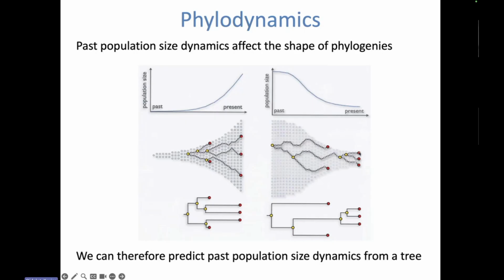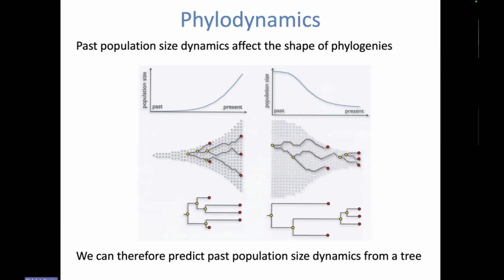You're going to see that the recently sampled individuals find common ancestors quickly, whereas they take longer to find common ancestors further in the past, because the basic idea is that the larger the population, the more time it takes to find common ancestors between pairs of bacteria. So if population size affects the phylogenies that we see, then the idea of phylodynamics is to do the reverse: to say, well, what does my phylogeny tell me about my population size? Was it increasing or decreasing? So we can use this idea to predict past population size dynamics from a tree.